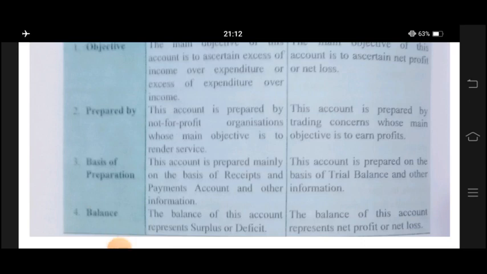clear to you. Now we will deal with some practical questions related to this income and expenditure account and its preparation also. And these questions will be discussed in the next class.